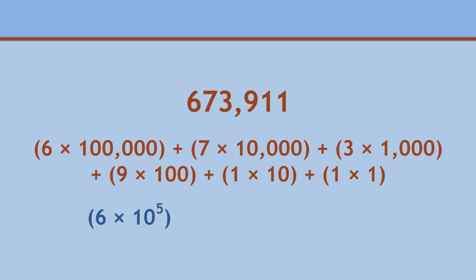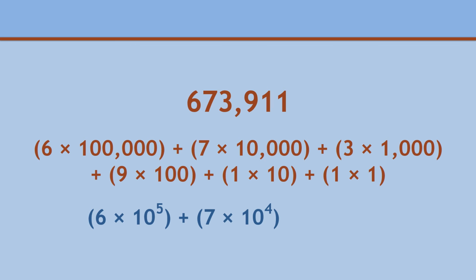So our exponent is going to be 5. So 10 is our base and our exponent is 5 because of the number of zeros that are in 100,000. So then how would we do our second one? 7 times 10,000. Well, we would write it as 7 times 10 to the 4th power because there's 4 zeros in 10,000. So why don't you go ahead and do the next one?